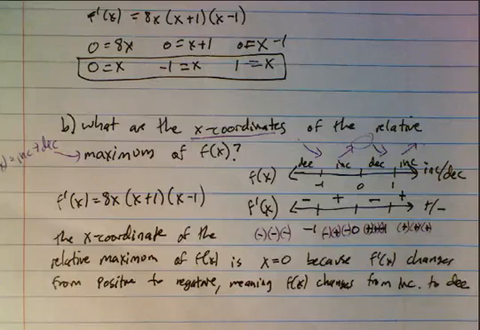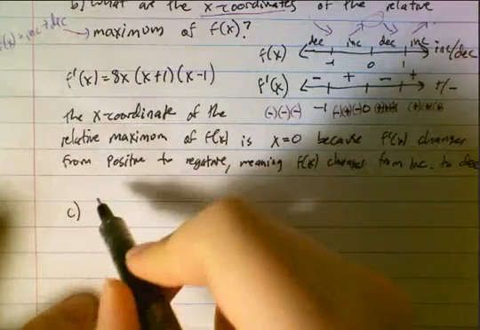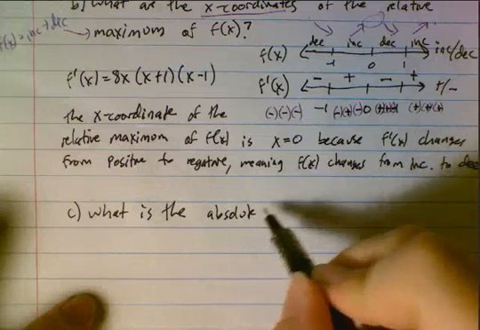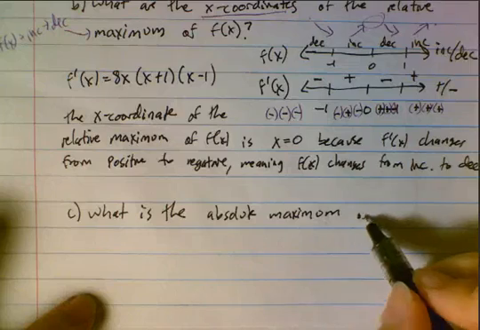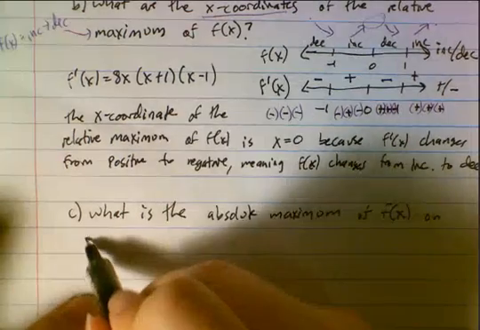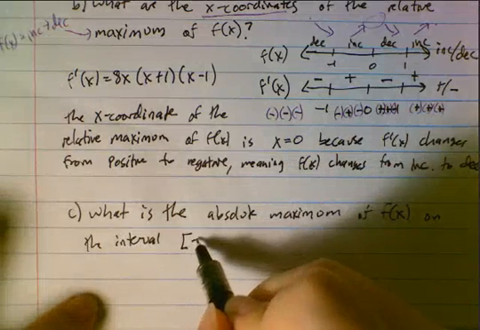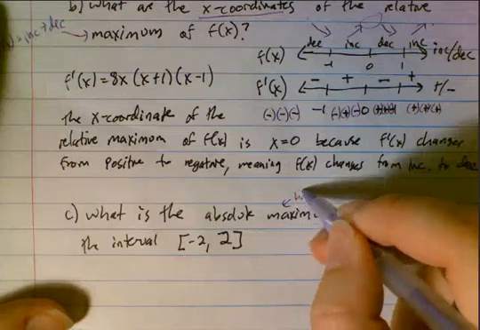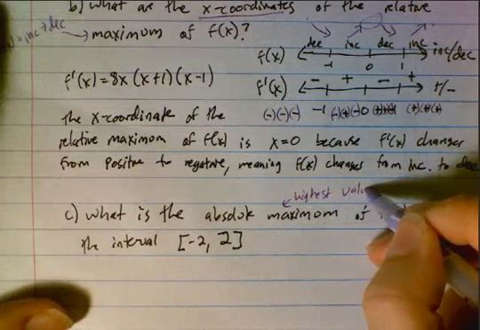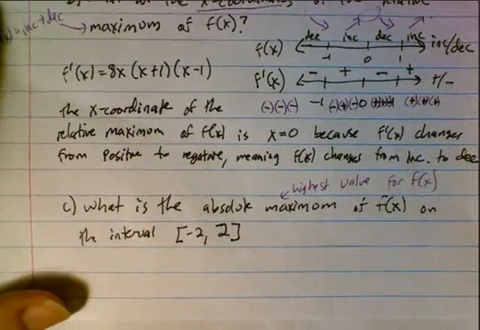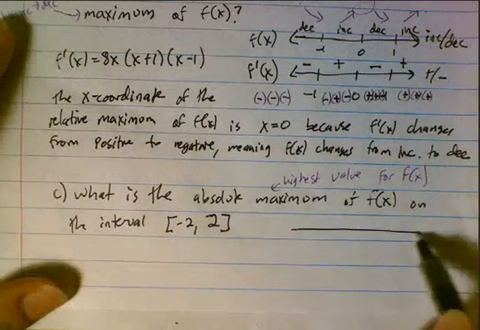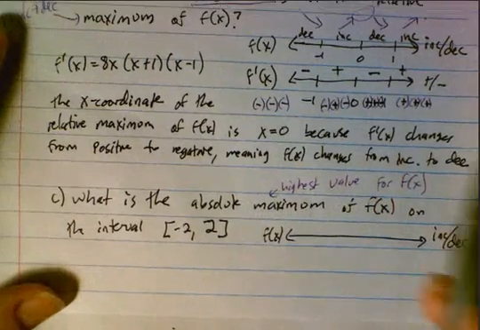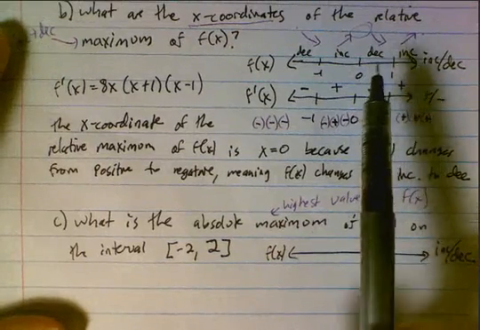Okay. So continuing on, we could also be asked, what is the absolute maximum of f of x on the interval -2 to 2. So here for the absolute maximum, we're looking for the highest value for f of x. And we already have the increasing, decreasing chart from right up here, so we can actually just copy that right over.